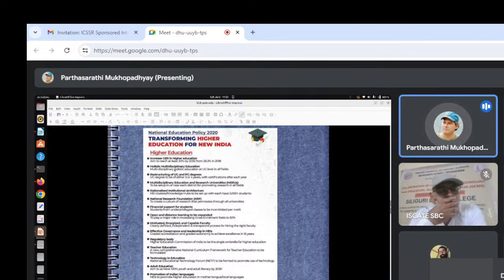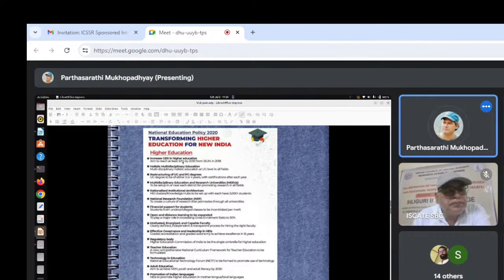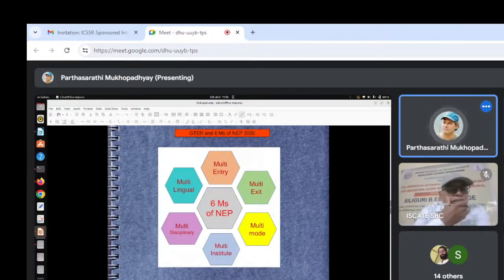Then come different other subsidiary objectives: multidisciplinary education, holistic approach, restructuring of UG PG curriculum. Possibly you are all going through this particular process. Then different categories of universities. Some will be research universities, some will be education universities, and so on. So here comes the question, why this objective? Why 50? Why 2035? Everything has a reason, my dear friend.